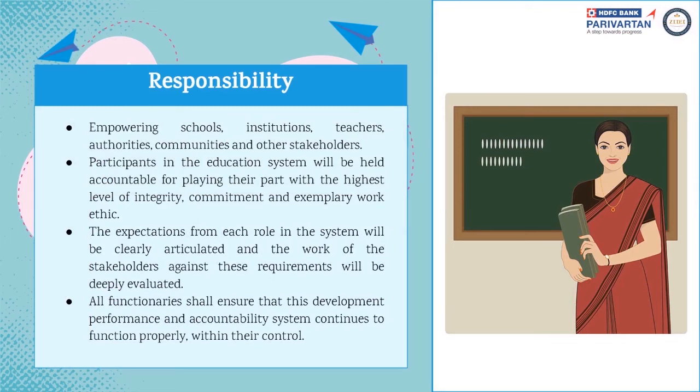After all these changes, if we talk about the responsibilities, the responsibilities are as follows: empowering schools, institutions, teachers, authorities, communities, and other stakeholders. All the participants in the education system will be held accountable for playing their part with the highest level of integrity. The expectations from each role in the system will be clearly articulated, and the work of the stakeholders against these requirements will be deeply evaluated. All functionaries shall ensure that this development, performance, and accountability system continues to function properly within their control.